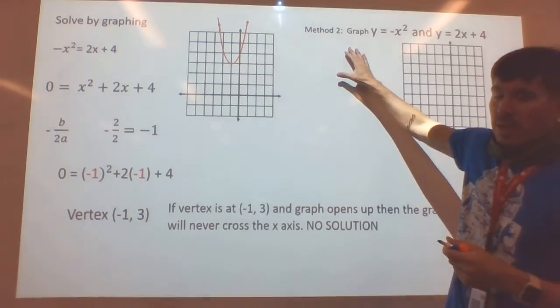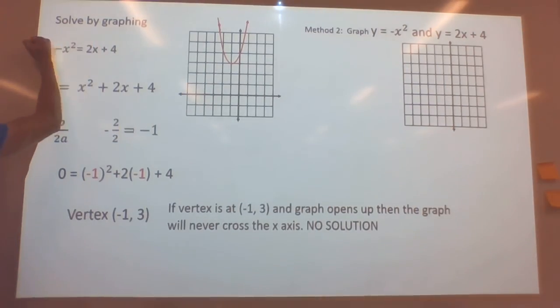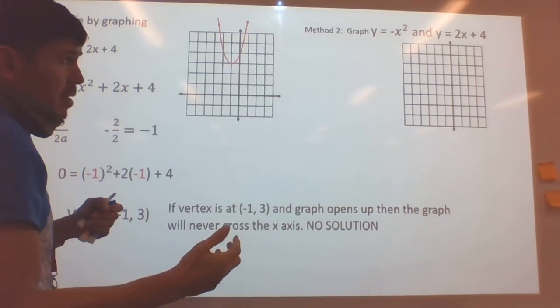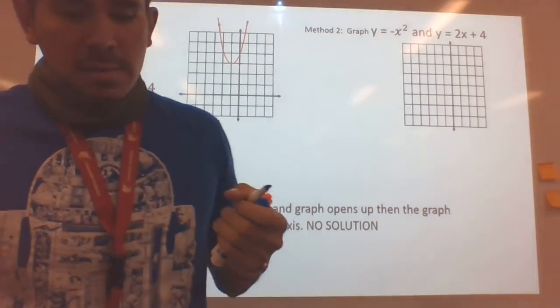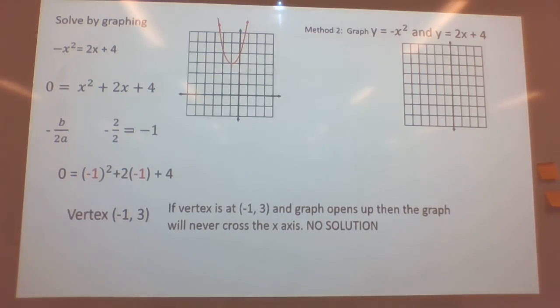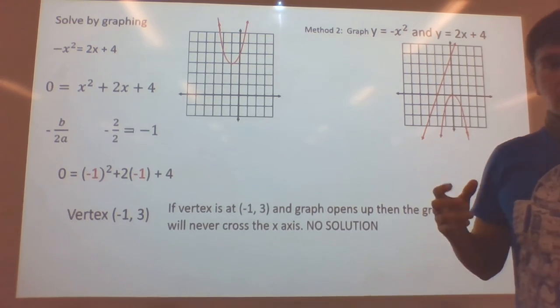We're going to go over method 2 again. Method 2 is you take both parts of the equation, the left and right, set them equal to y, and then graph them separately. If they cross or don't cross, then you'll find out if you have a solution or no solution. And so you can see here that we graphed them both separately, and there is no solution.